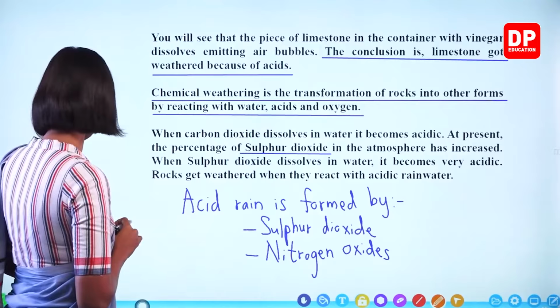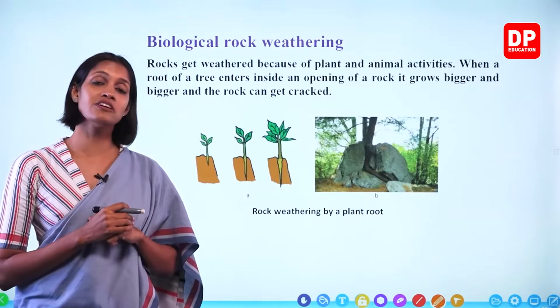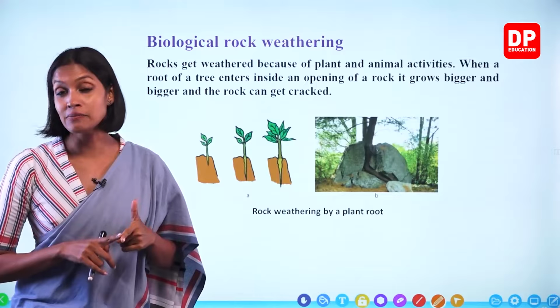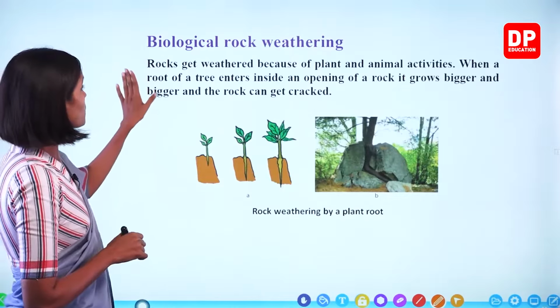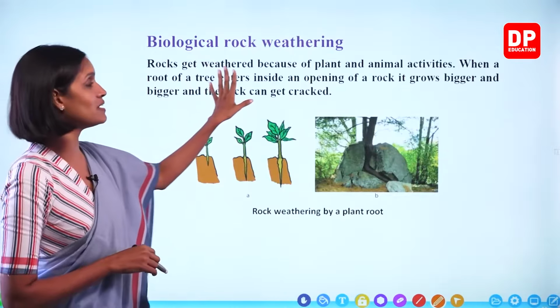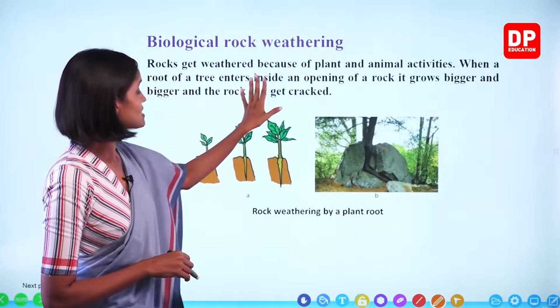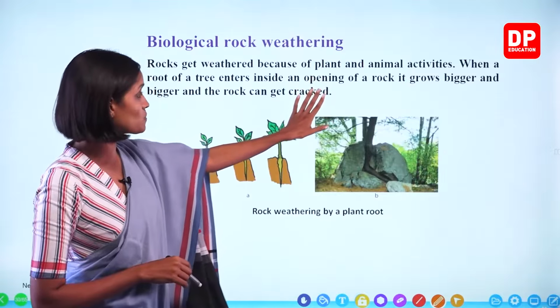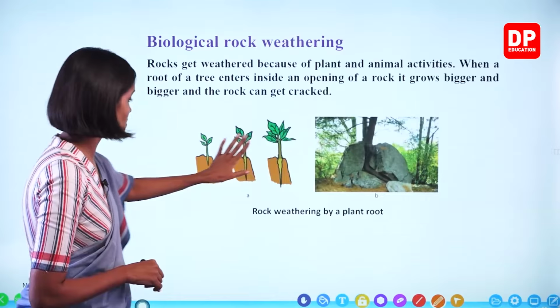Now we are going to learn about biological rock weathering. Biological rock weathering is the breaking down of rocks due to biological factors. What are the biological factors? Plants, animals, and microorganisms. Here rocks get weathered because of plant and animal activities, right? When a root of a tree enters an opening of a rock, it grows bigger and bigger and the rock can get cracked. Look at these pictures.